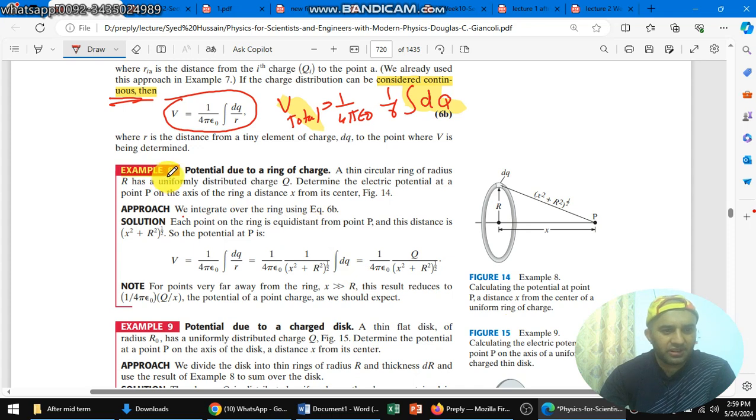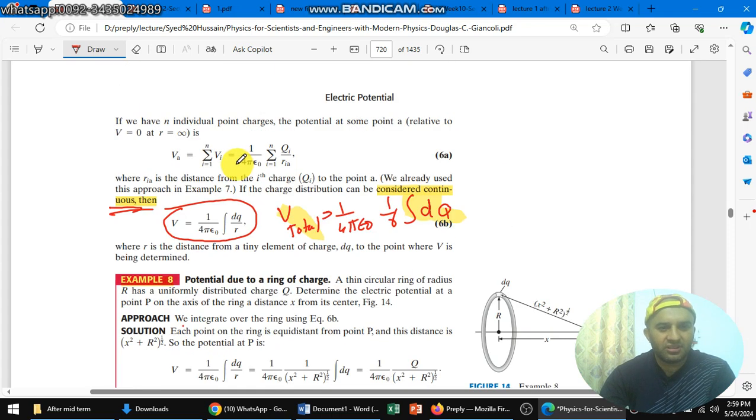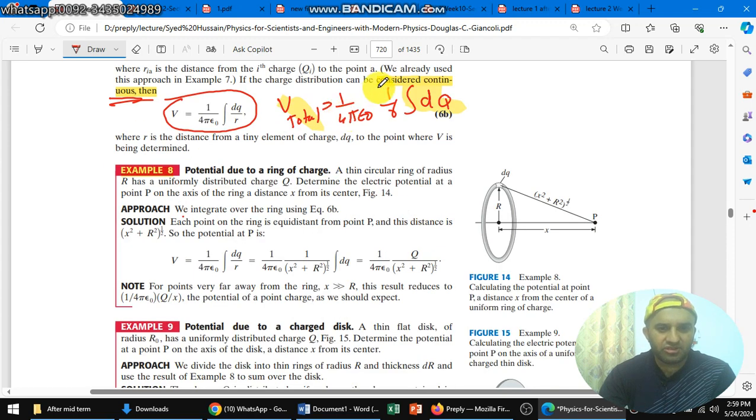So example number 8. In the previous lesson we discussed that if the charges are distributed continuously on any surface, we have to find the total potential. The total potential can be found by using this formula: V is equal to 1 over 4 pi epsilon naught, 1 over r, integral dq. We just integrate the total charge to get the total potential.